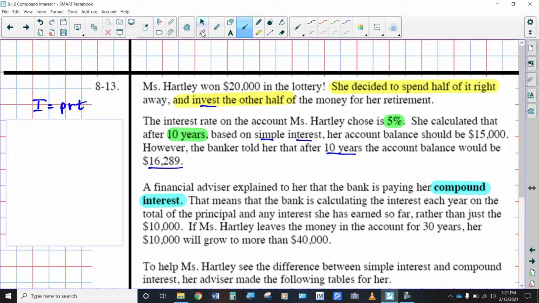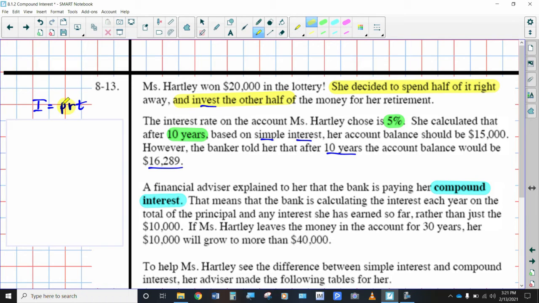So let's just review how simple interest works so that we can see how Ms. Hartley determined $15,000 would be her new balance. Simple interest is a proportional type of situation where you take the amount of money that's going to be earned over every time period and multiply times the number of time periods, and that will tell you the amount of interest that has been earned on that account.